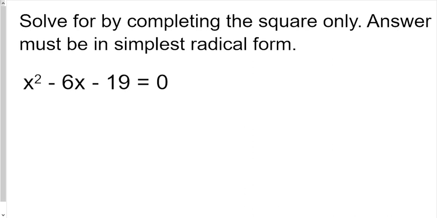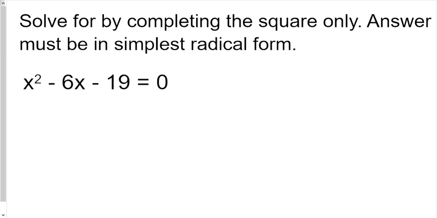I know a lot of people like to use the quadratic formula, which is totally good. However, completing the square is something we want to know how to do. And for my exam, you will need to be able to do it in this manner. So we have our equation x squared minus 6x minus 19 equals 0.